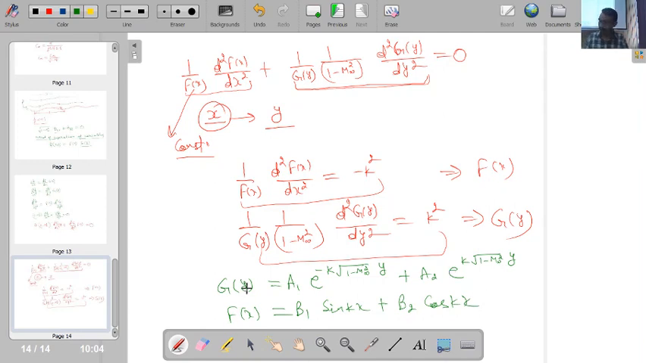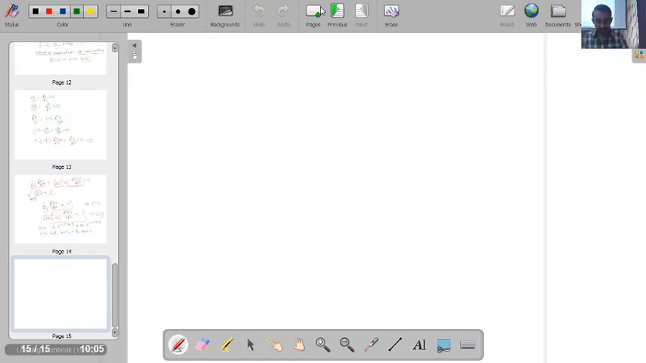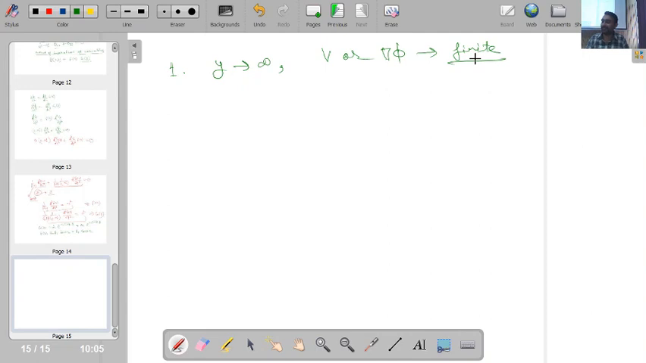Now I have some constants over here. These constants can be obtained from the boundary conditions. So what are the boundary conditions? The first boundary condition is that when y is large, y going to infinity, then my velocity, or gradient of phi, has to be finite. Is this point clear? Because when I move far away from the wall, I will get a constant velocity value over there, so corresponding to that I must get a finite value of gradient of phi.